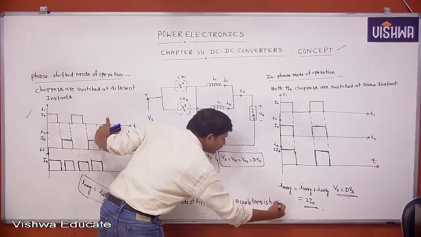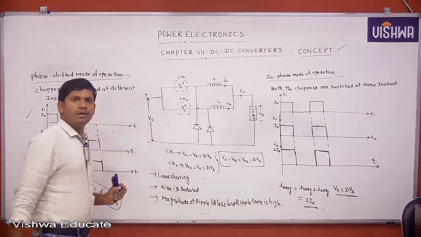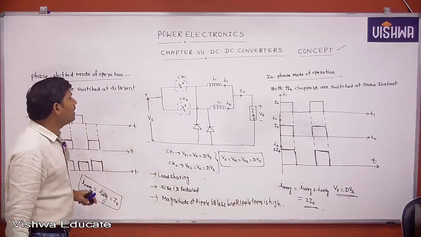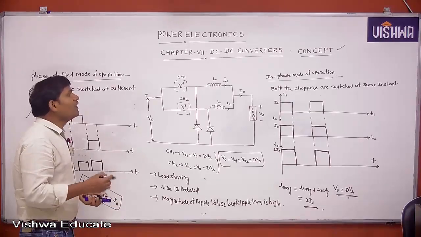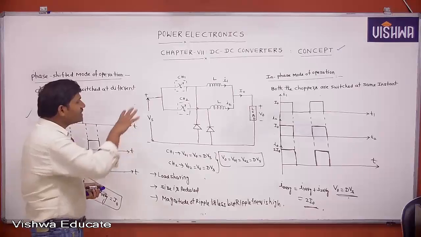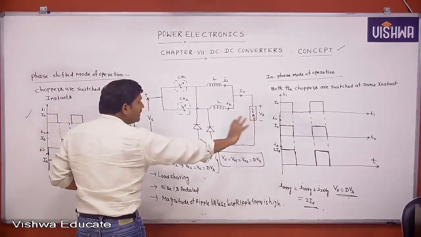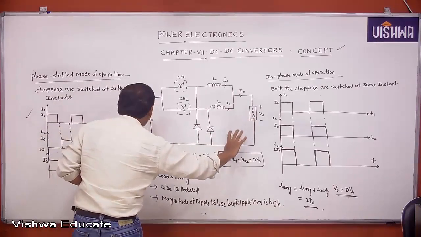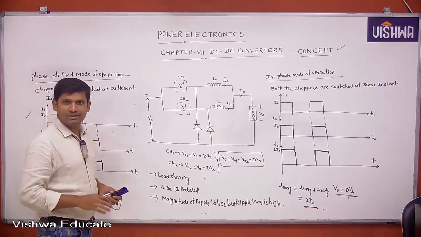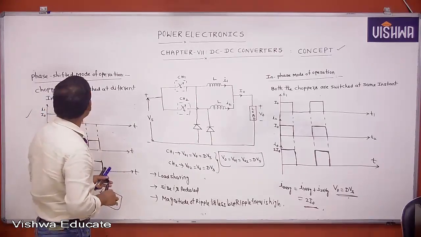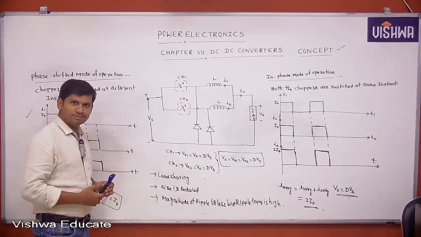Okay, this is about what exactly a multi-phase chopper is. Simply remember, in a multi-phase chopper, currents are added in the in-phase mode of operation. If any circuit or waveform is given, then you identify whether it is in-phase mode of operation or phase shifted mode of operation. Like that you can answer.